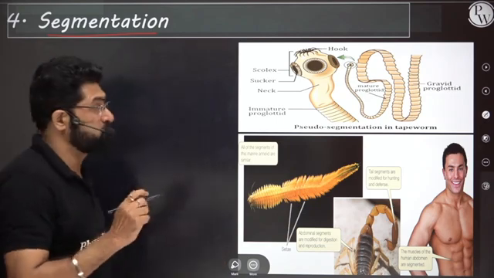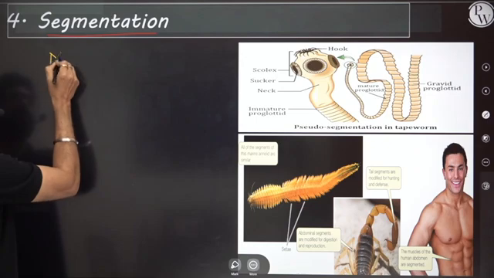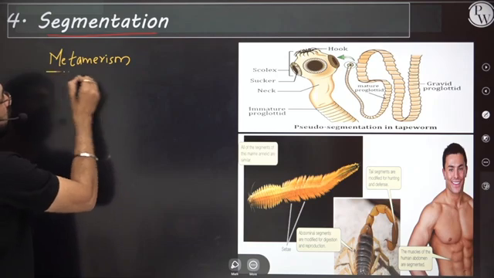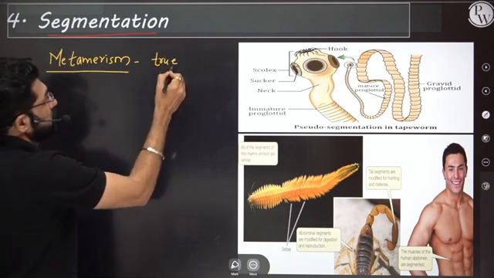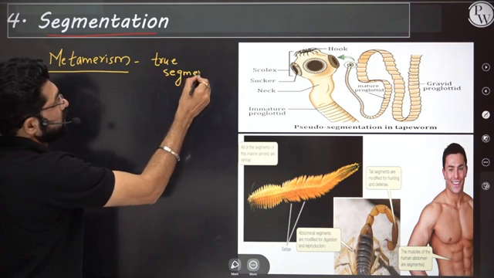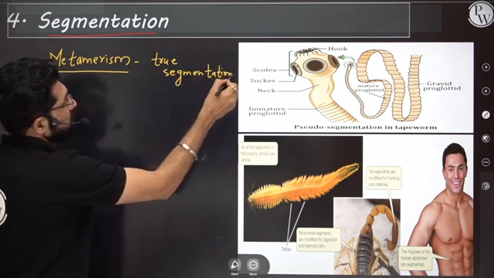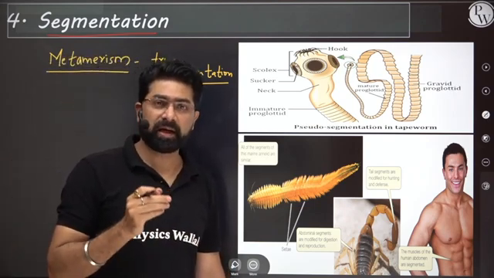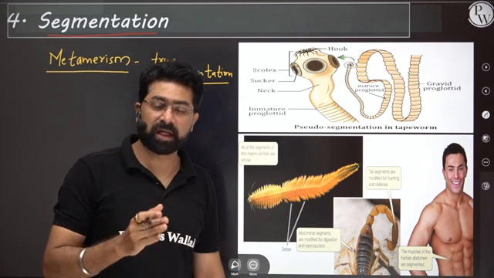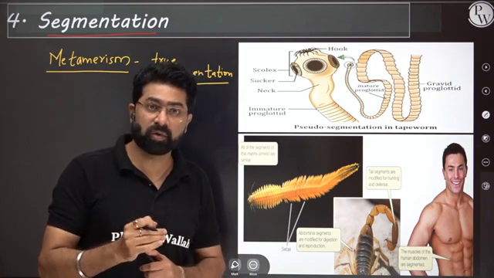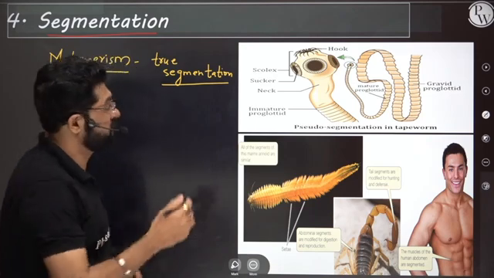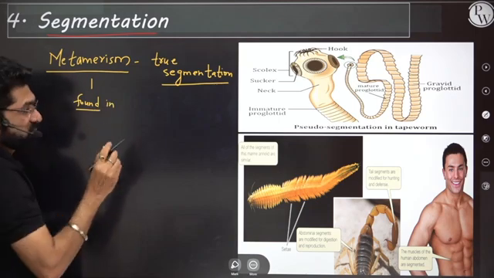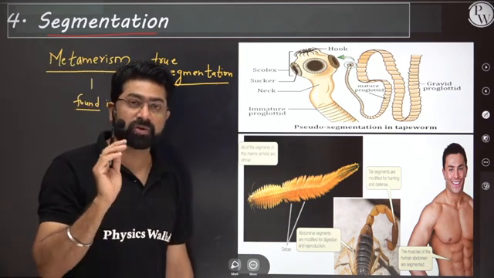That is called metamerism. So remember, the segmentation we are talking about, metamerism, is the true segmentation. Please understand very clearly. What is true segmentation? Again, I am telling you, when external and internal segments correspond to each other, that is called true segmentation. That is found in metamerism, which is very important to understand. It is found in only 3 phyla.